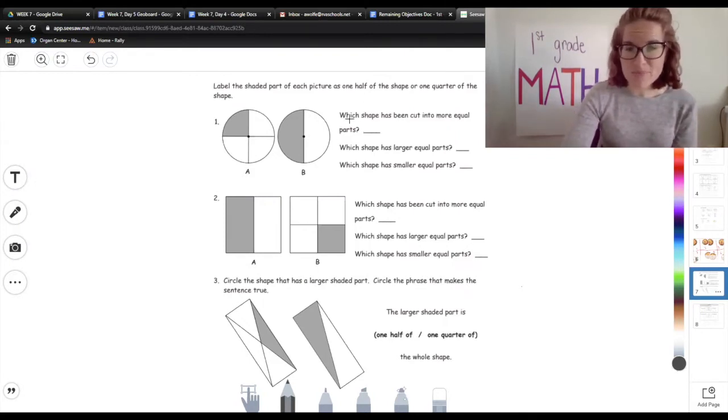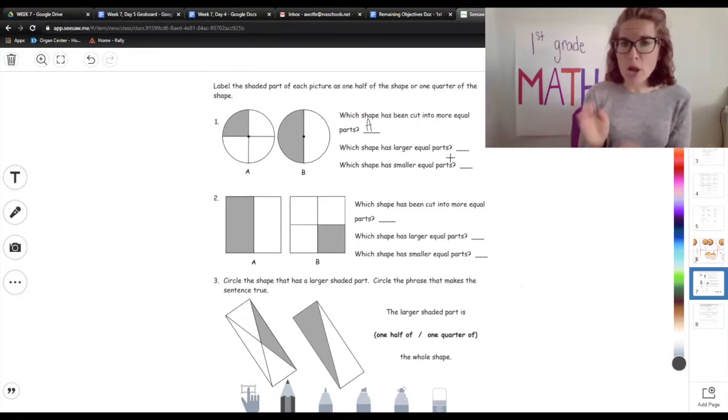Read it with me. Which shape has been cut into more equal parts? So which one has more parts? A. Definitely shape A. There are 4 parts. Okay. Which shape has larger equal parts? So in which of those, A or B, are the parts larger? B. Good. Because it's only cut into 2 parts. And which shape has smaller equal parts?